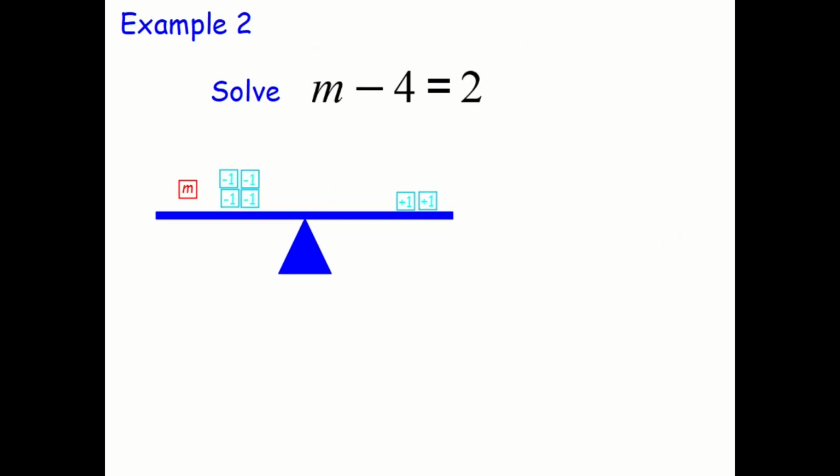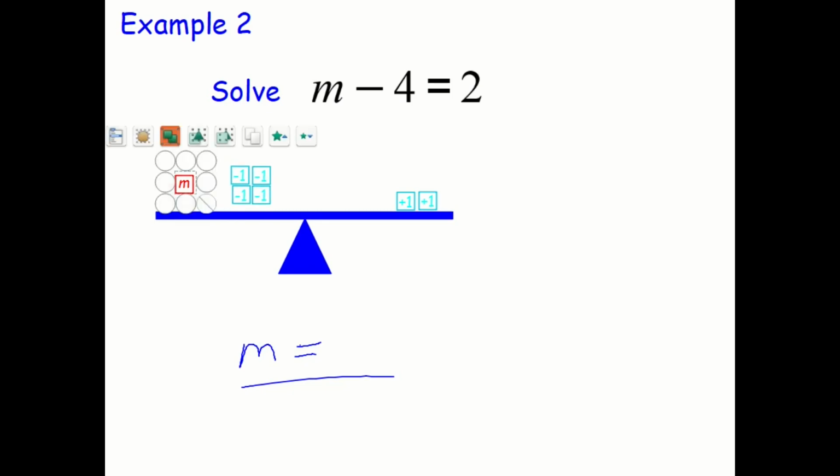So how am I going to find out what m is on its own? Because remember, that is what our aim is. We're trying to find out what m is on its own. So I want this on its own. What's getting in the way of that? Well, this group of 4 little -1s, that's getting in the way of it because I want this on its own.